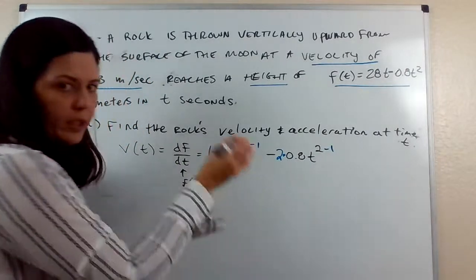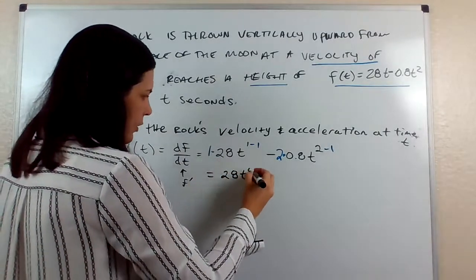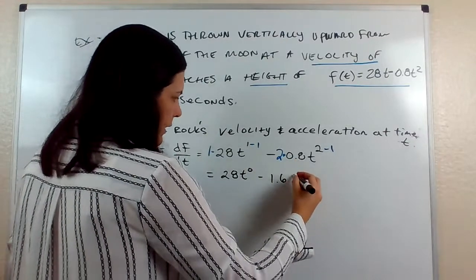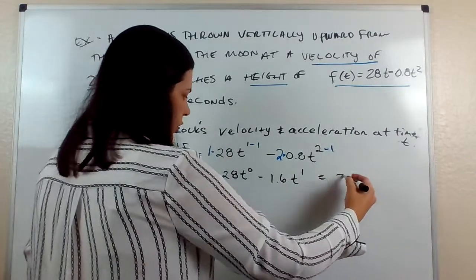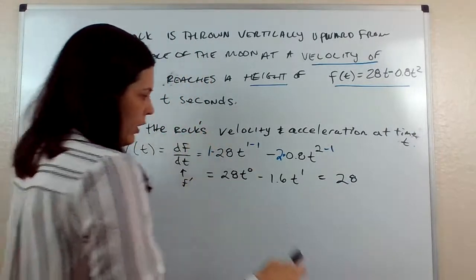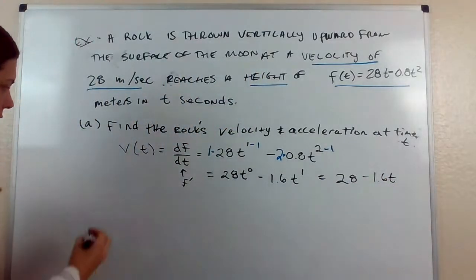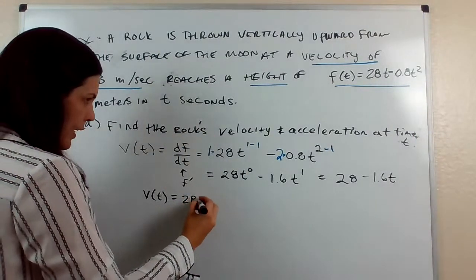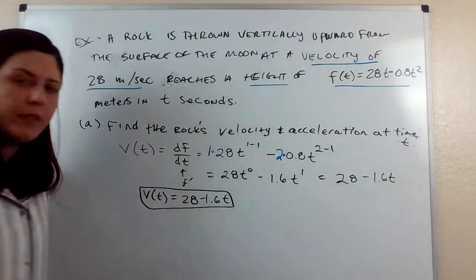After you do enough of these, you're going to get really fast with these rules. So this is going to be 28 times t to the 0, minus 2 times 0.8, which is 1.6, t to the first power. If we make this look a little bit better, this is 28, because any variable to the 0 power is 1, minus 1.6t. And that's our velocity function. So just to write it right here, our velocity at any time t is 28 minus 1.6t. So we can plug in what time we're at, and we can find the velocity.